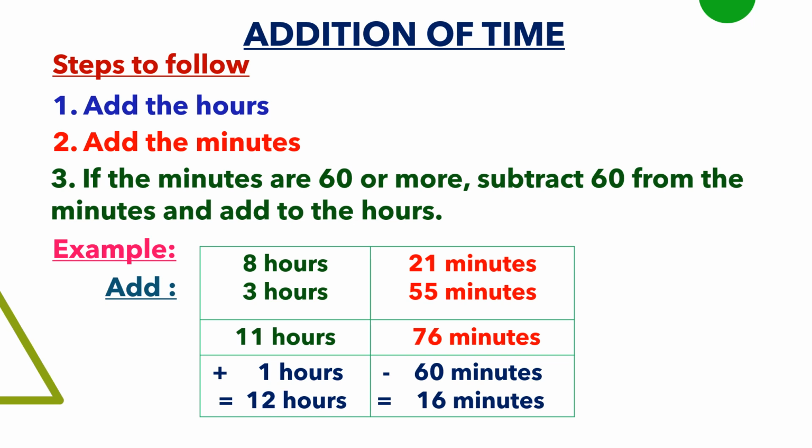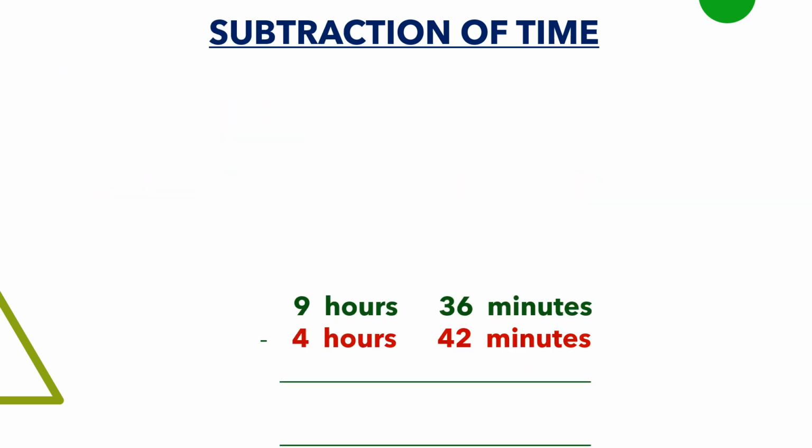We get 16 minutes. Now those 60 minutes which we have subtracted from the minutes, that 60 minutes becomes 1 hour. So that 1 hour we are going to add in the hours section. So after adding that 1 hour to 11, we get 12 hours. So our answer is 12 hours and 16 minutes.